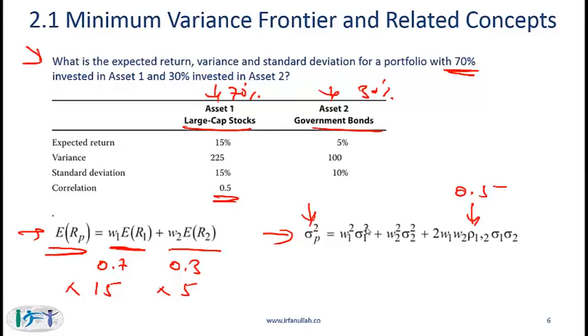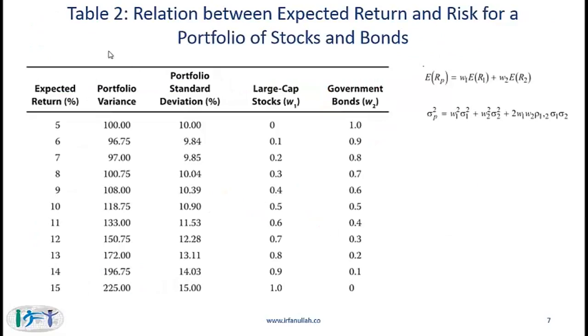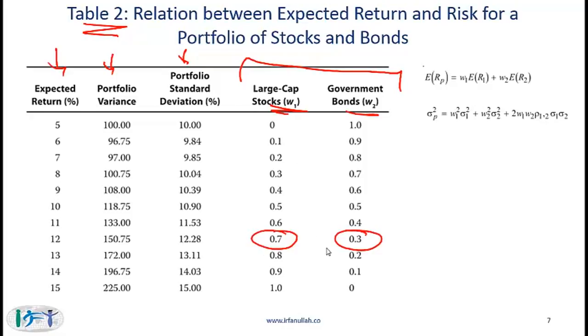Okay, when you plug in the numbers, what do you get? If we look at this table, it shows the portfolio expected return, variance, and standard deviation for different weights of asset 1 and asset 2. The weight that I asked you to use was right here, 70% in 1 and 30% in 2. So if you did your calculations right, the expected return is 12%, variance is 150.75. And then what this table is doing is just showing the return and variance numbers for a whole set of different weightages.